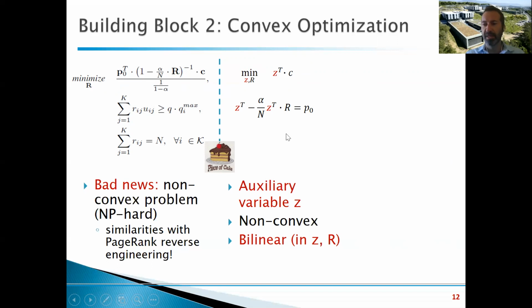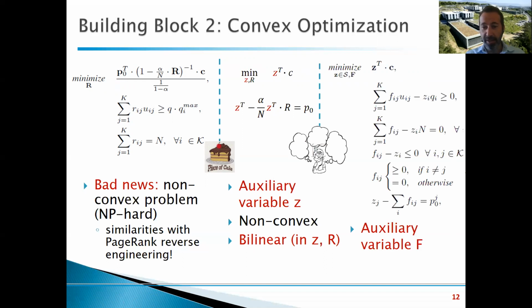In fact, this problem is bilinear, which sounds easier than it actually is. So we're not there yet. But with a bit more thought, we managed to come up with another transformation of variables here. I will not get into the details.